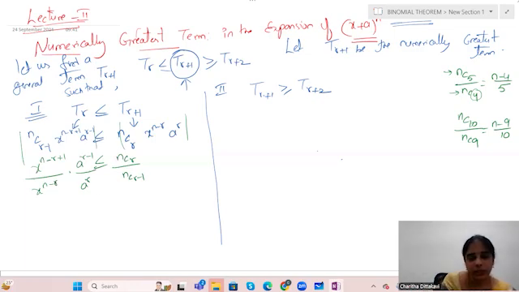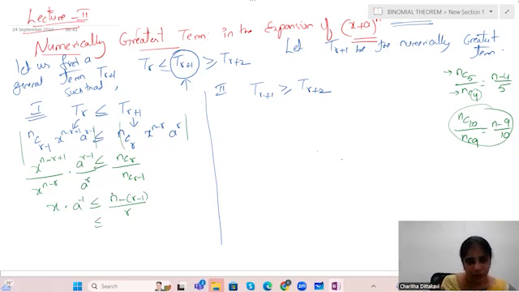Right? Now, what are the things that are getting cancelled? So this is x to the power n minus r plus 1 by n minus r, that is x only, times a power m by a power n, which is nothing but a power m minus n. Right? Times a to the power r minus 1 minus r. So a to the power minus 1 is less than or equal to (n minus (r minus 1)) by r, applying this logic there. Understood?